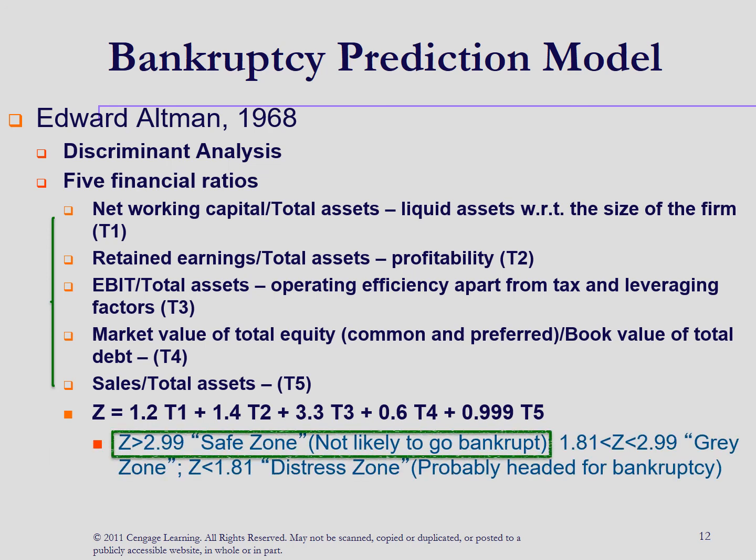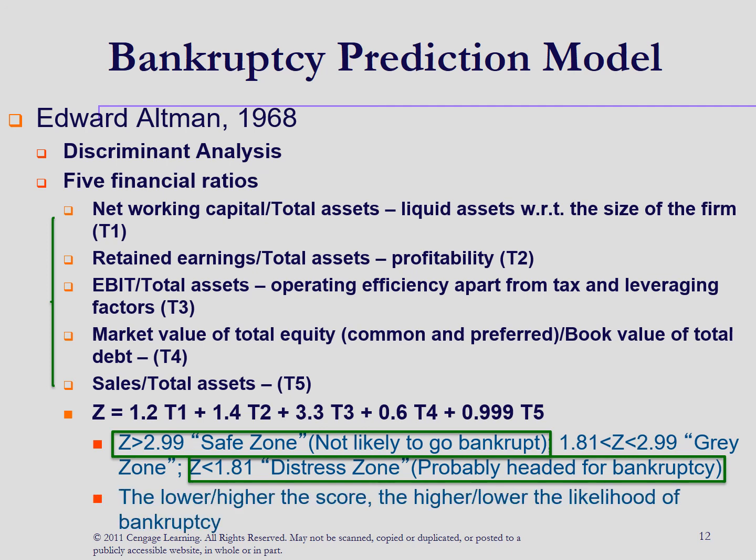A score above 2.99 means the company is not likely to go bankrupt, while a score below 1.81 means the company is probably headed for bankruptcy. The lower the score, the higher the likelihood of bankruptcy.